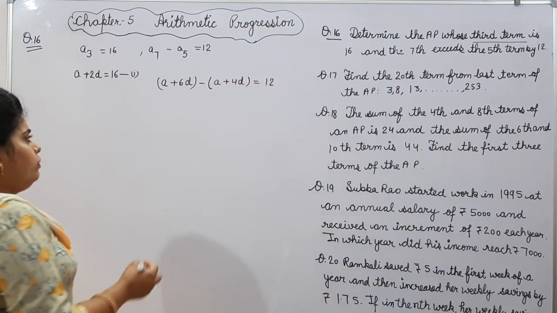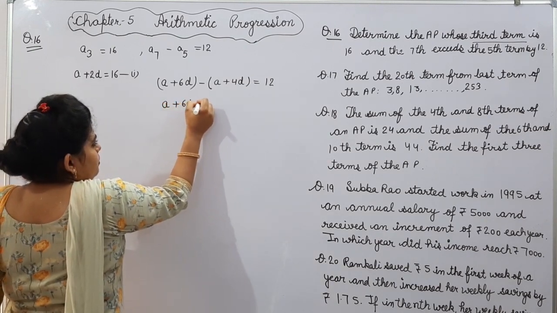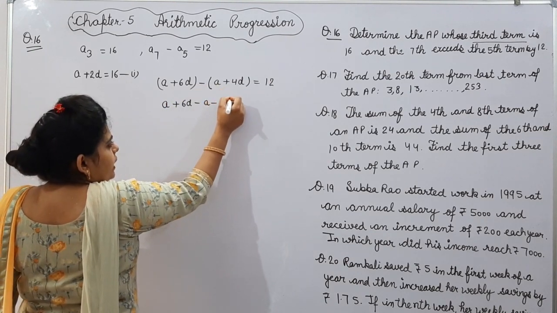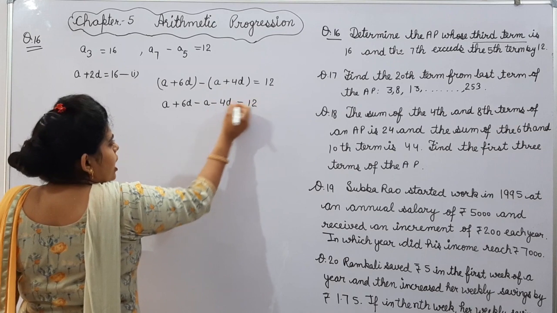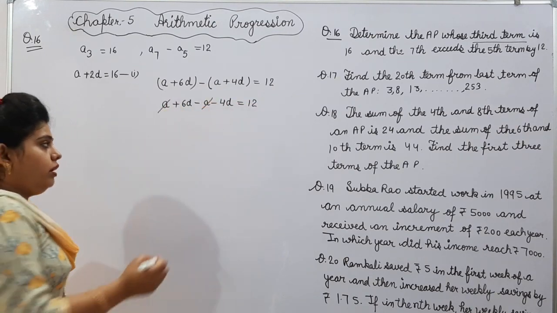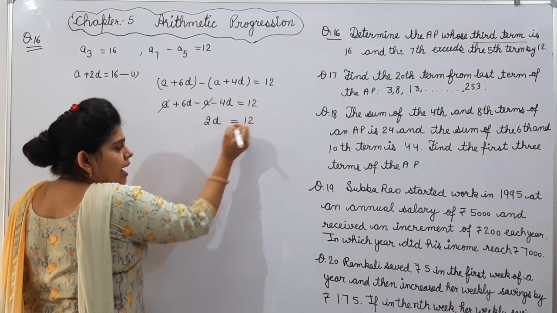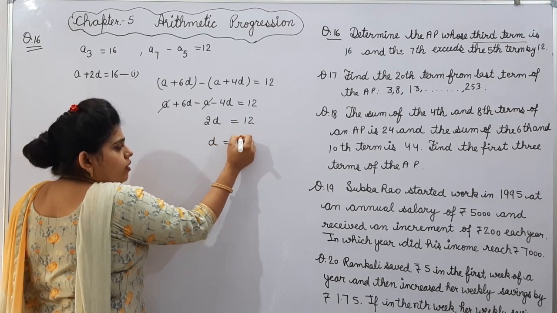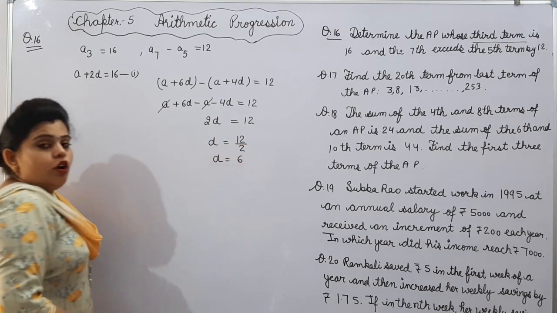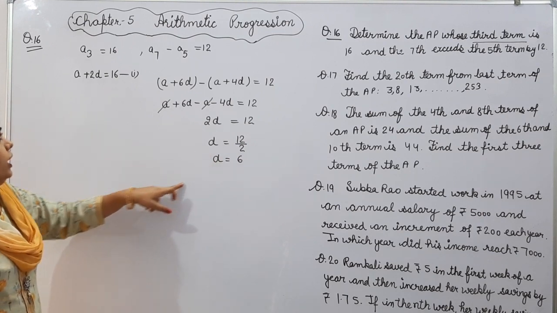Now on solving, what will we get? a plus 6d minus a minus 4d is equal to 12. a minus a cancels out. 6d minus 4d is 2d, and this 2d is equal to 12. d will equal 12 divided by 2, means d is equal to 6. So from here we get the value of d. Now we will put the value of d in equation first.